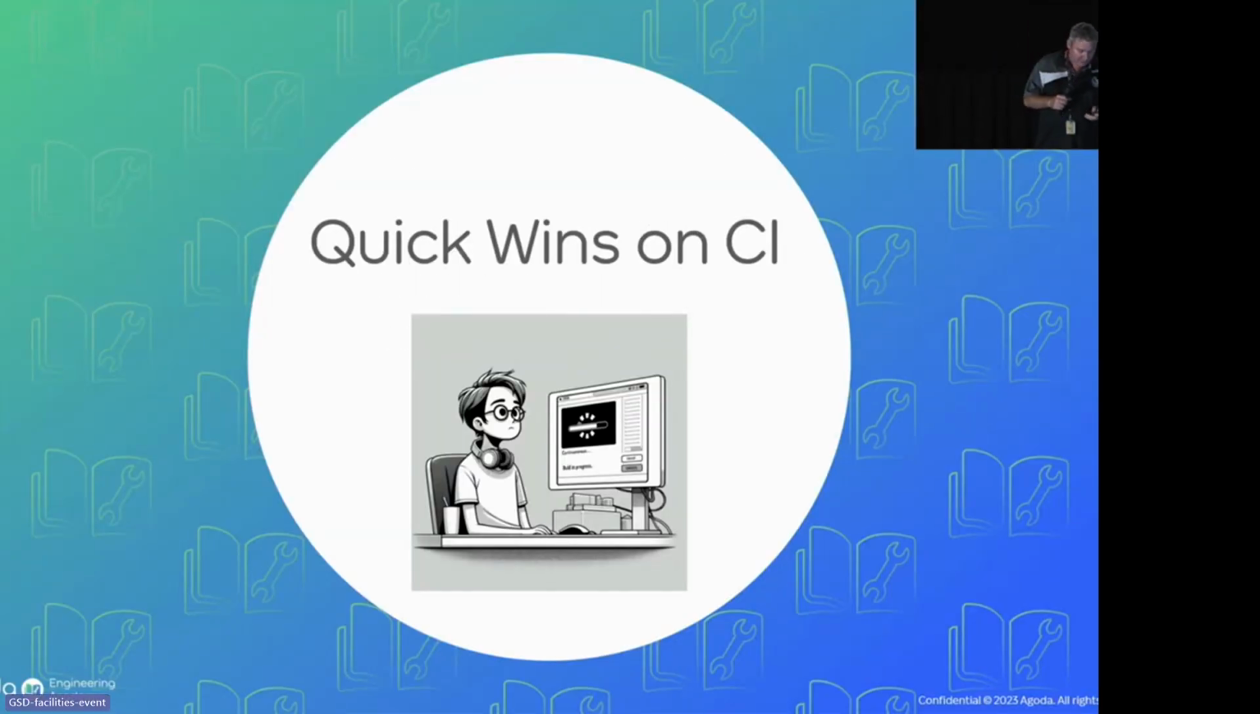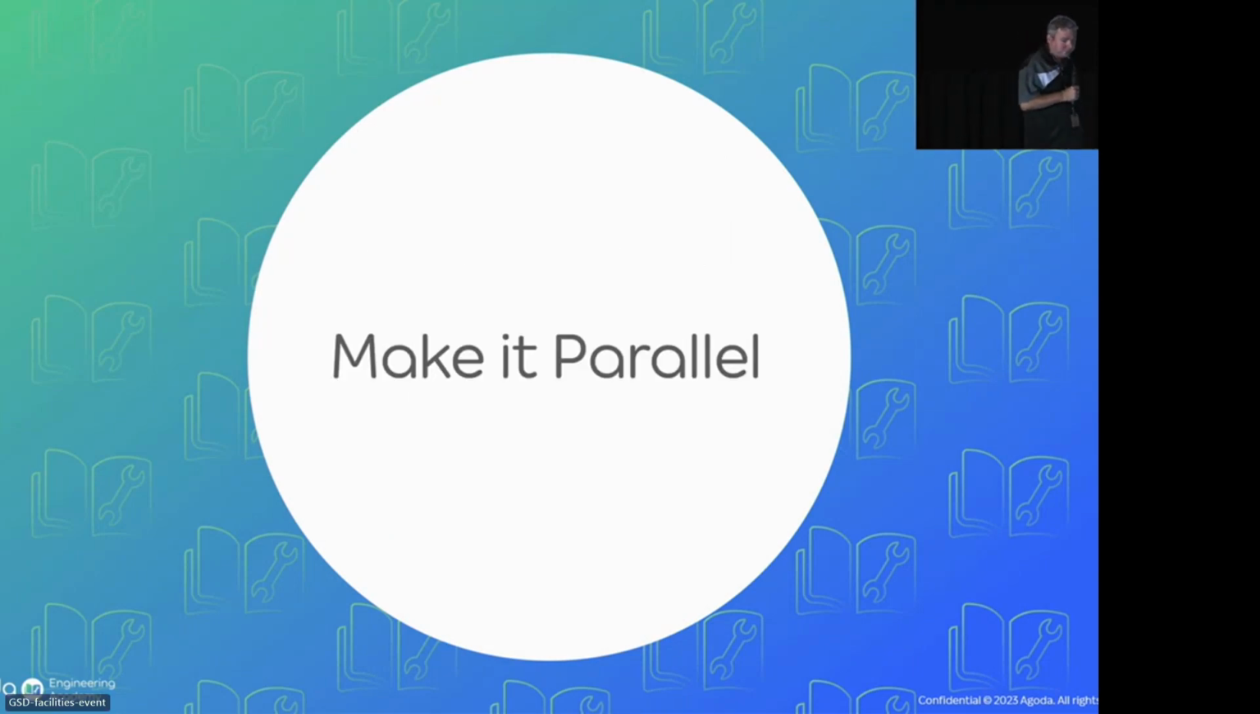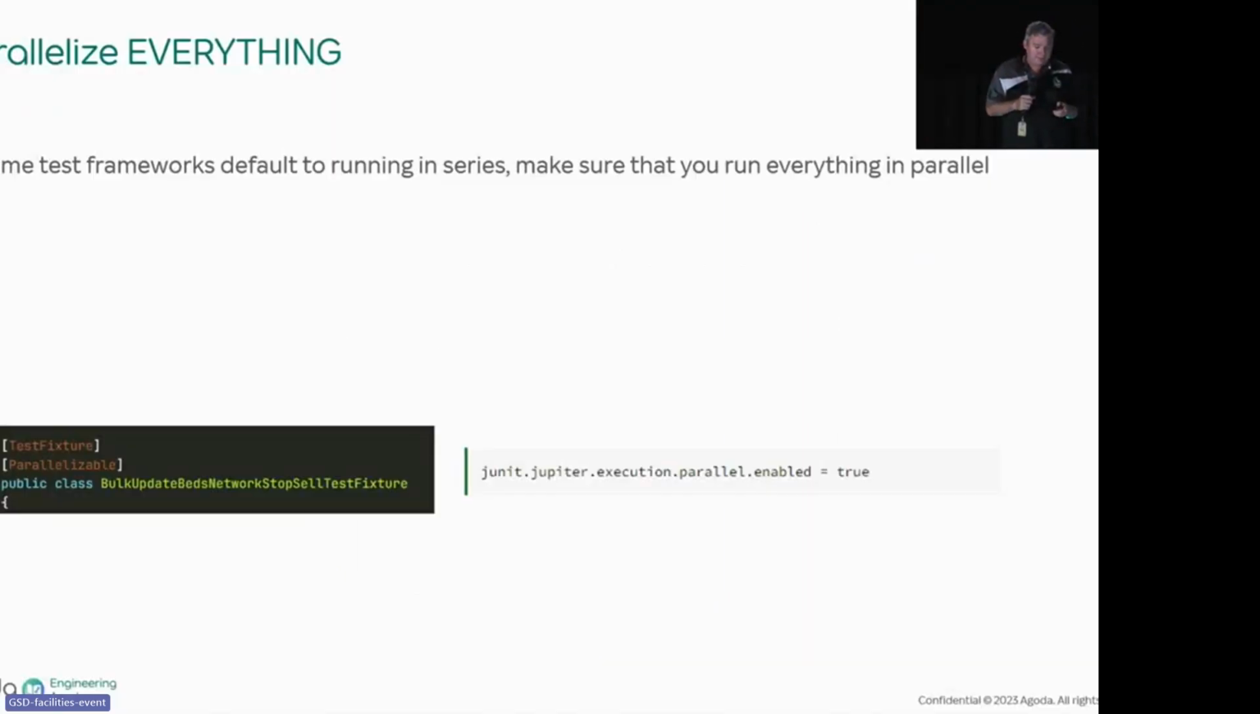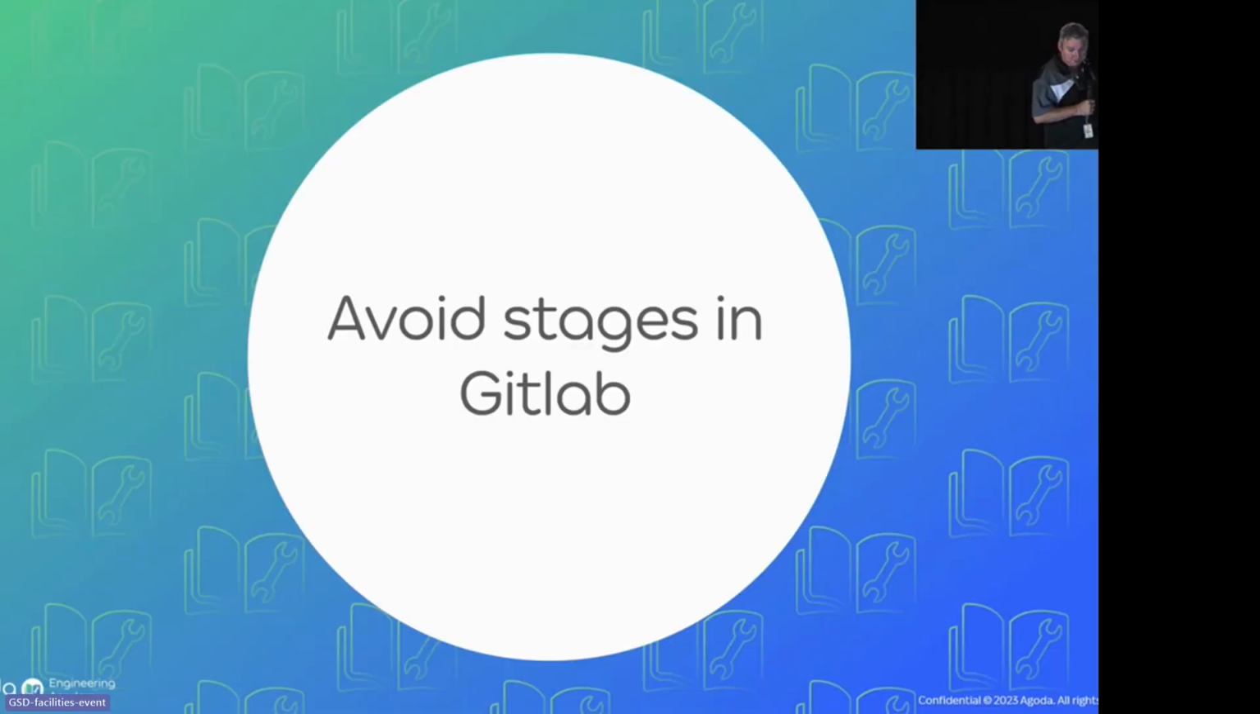I'll start with the quick wins that we had on CI. One of the things that we noticed is that there are a few things that you'll be using that may not be doing stuff in parallel. There's a couple of frameworks like NUnit where you've actually got to add variables and things to make it run in parallel in CI, and we got some quick wins with that. So if you're looking into your CI pipeline, have a look if there are things that are running in series.